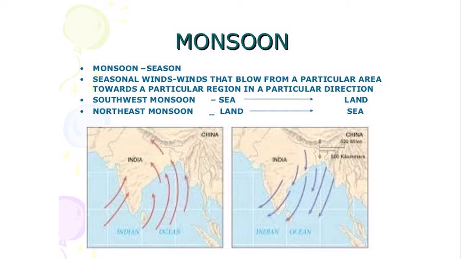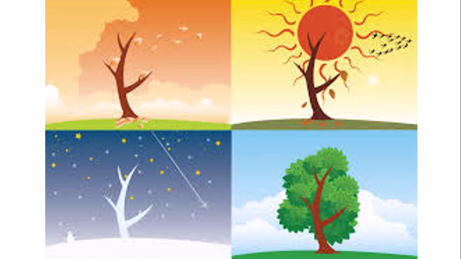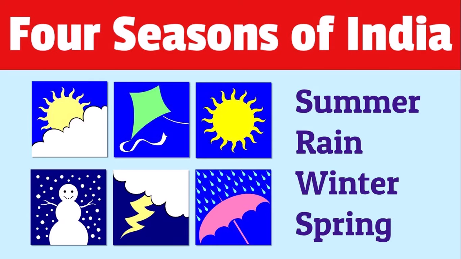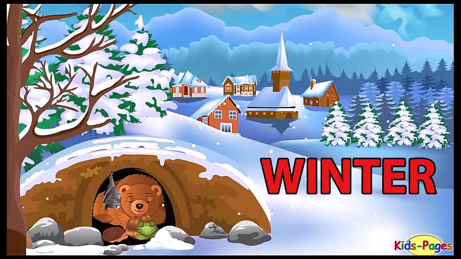In India we have winter from January to February, and summer from March to May. Then the southwest monsoon, or we can also call it the rainy season, is from June to September. Whereas in Tamil Nadu, the place where we live, we get the northeast monsoon season, from October to December. So let's learn about the winter season here, students.